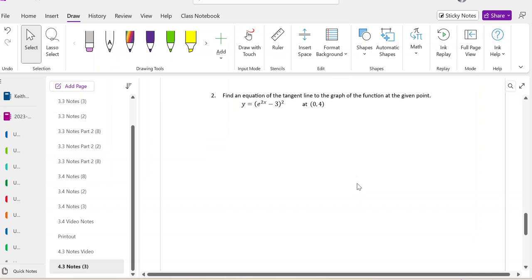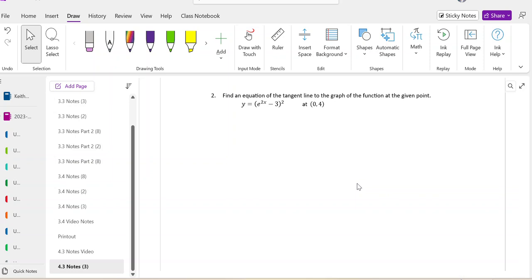All right, the next question, you want to write the equation of a tangent line to the graph of this function at the point 0, 4. So notice you want the derivative. So this is u squared. U is equal to e to the 2x minus 3. U prime is equal to 2e to the 2x.